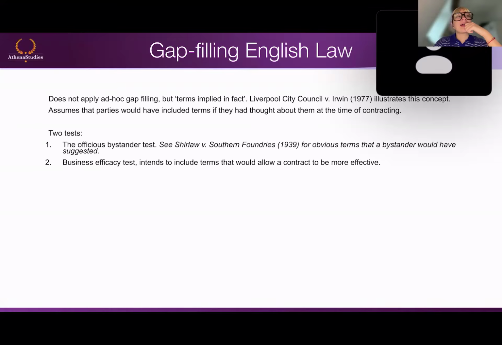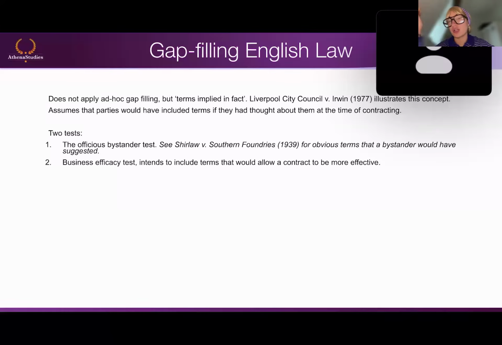It basically says that the court assumes that some terms are so general and so obvious that you do not need to either talk about them or even write them, because you're implying that they're included. That's what the court says. That's what the common law approach is. And we have two tests for that. We have the officious bystander test.